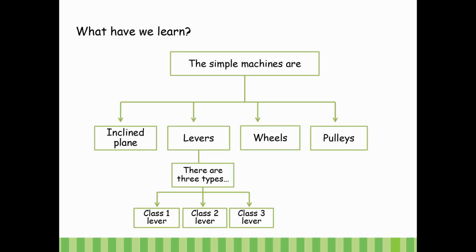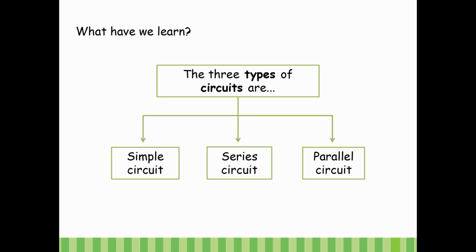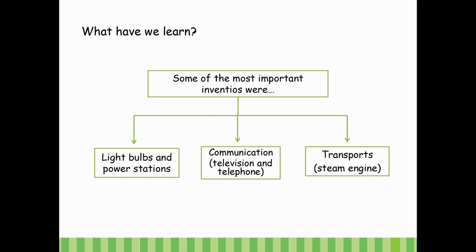What have we learned? Simple machines are the inclined plane, levers, wheels, and pulleys. There are three types of levers: class 1, class 2, and class 3. The three types of circuits are simple circuit, series circuit, and parallel circuit. Some of the most important inventions were light bulbs and power stations, communication, television and telephone, and transport, the steam engine.